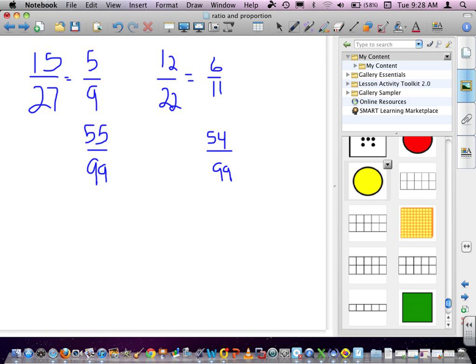Okay, so what's important is that we think about what we're comparing, right? It makes a difference if we're comparing pizzas to kids or kids to pizzas. Okay? So if we're comparing kids to pizzas, the smaller number gets the more pizza. If we're comparing pizzas to kids, it's a different way. Okay?